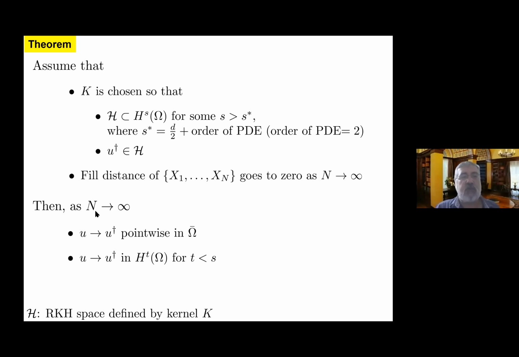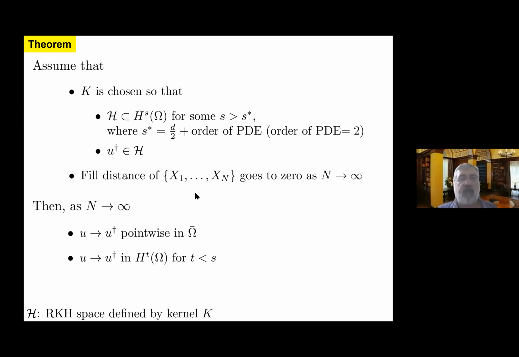Then as n goes to infinity, the approximation U identified by our method converges to the solution of the PDE, where the convergence holds pointwise and in the Sobolev space H^t for all t smaller than s. So this theorem is essentially saying that the proposed method is guaranteed to converge as the collocation points become dense in the domain if the kernel K is adapted in the sense that the solution belongs to the RKHS space defined by the kernel K, and that space has enough regularity to be embedded in a Sobolev space containing functions with continuous second-order derivatives.